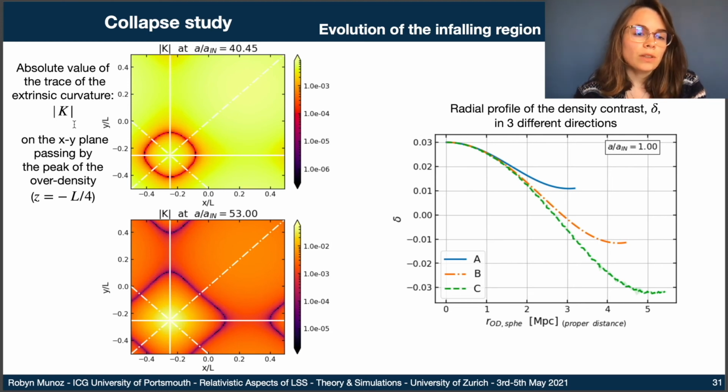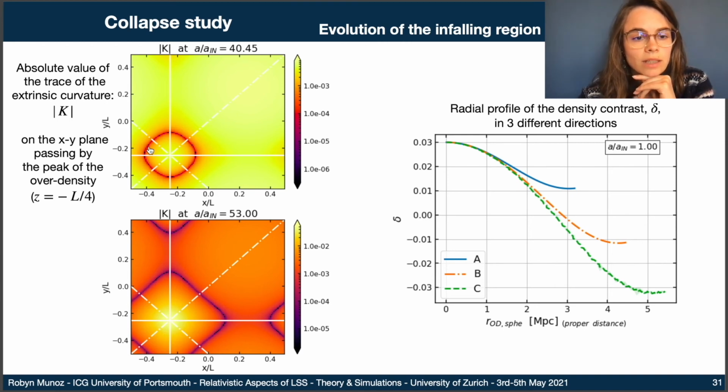And so the peak of the overdensity is the region in space that goes through this transition first. When you look at the simulation at a later point in time, here you have a plane of x, y, and you have the trace of the extrinsic curvature. So you look at a later point in time and you see this ring, this transitional ring, where on the outside you have expansion and on the inside you have infall. And so the infalling region is expanding around the peak of the overdensity.